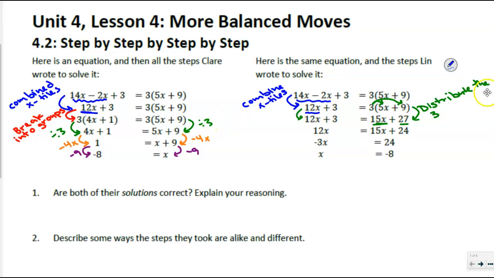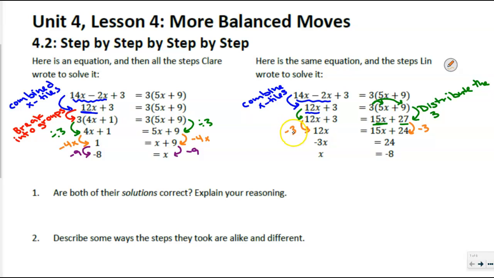And now it looks like in this next step both sides are changing. I had 12x plus 3 and now it's down to just 12x. So it appears I subtracted 3. On the other side I had 15x plus 27, but now there's only 24. Looks like that change was that we also subtracted 3. Everything seems to be going good.